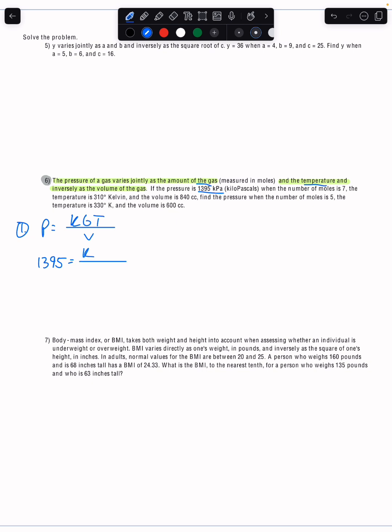So the pressure is this number, which is equal to k times the number of moles, which is 7, for our gas value. And then the temperature was 310, and the volume was 840 cc. So now that we have this set up, all you have to do is punch this into your calculator, and you solve that k is 540.